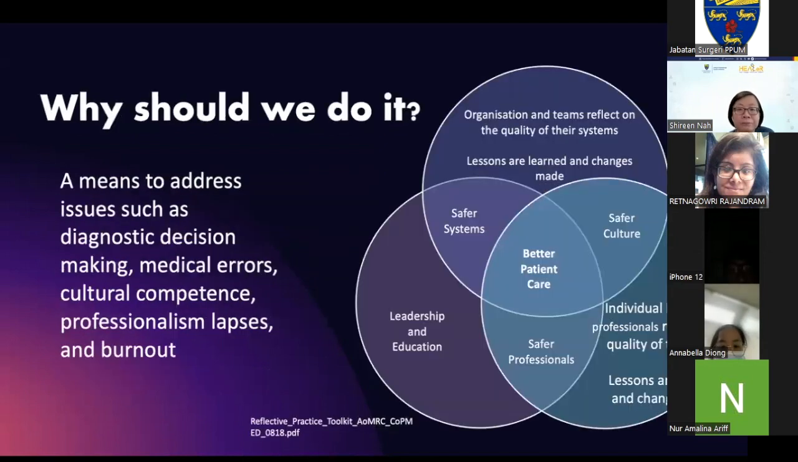So why should we do it? It is a means to address issues such as diagnostic decision-making, medical errors, cultural competence, professionalism lapses, burnout. You can see that all these things are sometimes related to a particular complication or an incident, but actually overall it encompasses many aspects of your daily practice. Essentially, what we want at the center of this Venn diagram is better patient care. And how we contribute to better patient care is creating a safer culture, creating safer systems, and creating safer professionals.